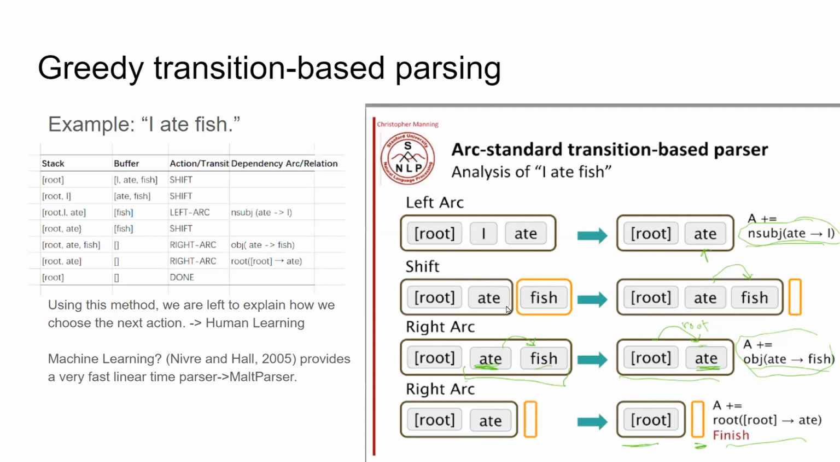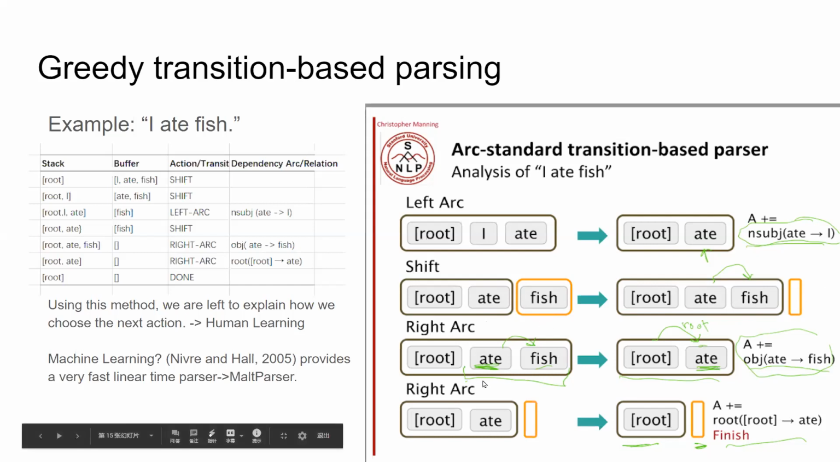I can do another shift to move the fish from the buffer to the stack. Since the fish is the objective noun of 8, it is a dependent. Okay, so after shifting, it's like this. Fish is the dependent. So we would like to remove the fish from the stack. So we do a right arc here and throw away the useless word fish.